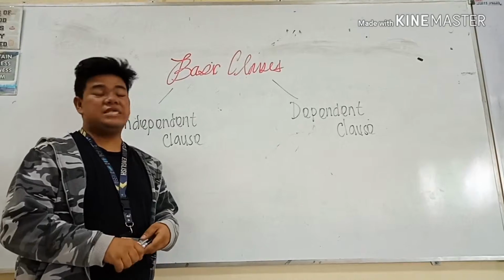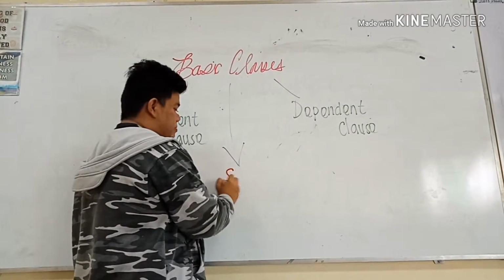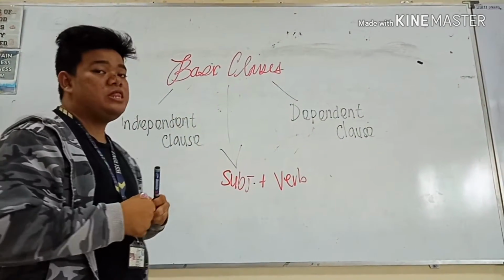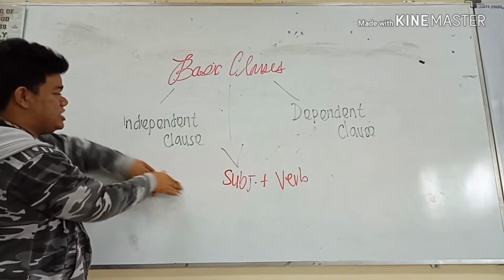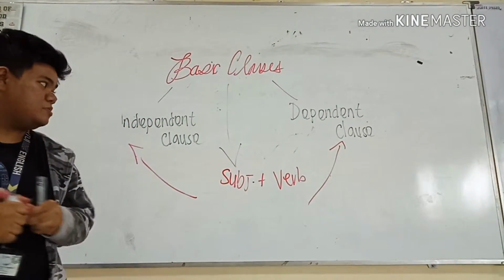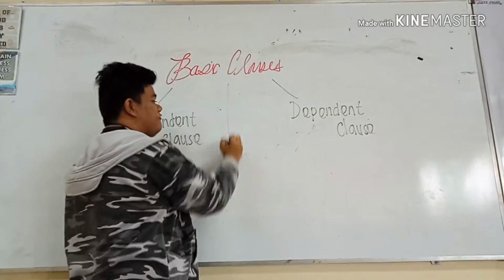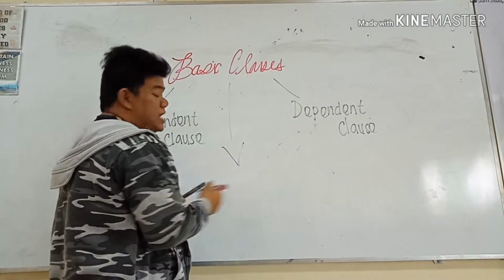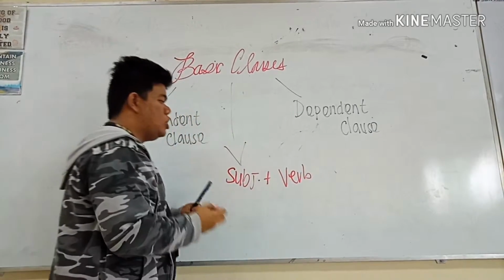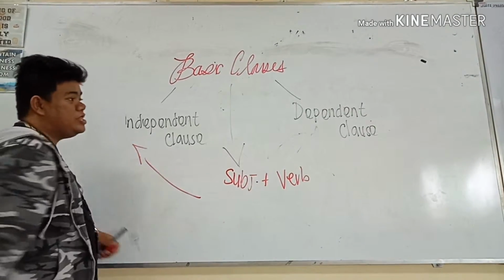When we say basic clause, it is a combination of subject plus a verb, wherein we could say that it is connected to the independent clause and also the dependent clause.